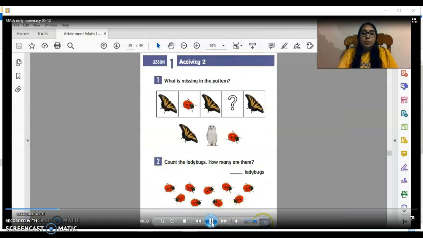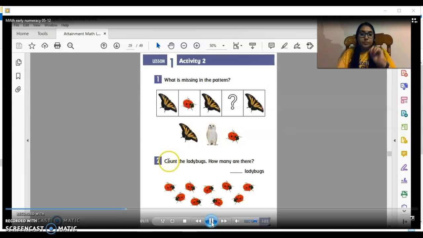So this is your page 105, and this is your first assignment, lesson 1, activity 2. Number 1, what is missing in the pattern? So we have a butterfly, a ladybug, a butterfly, blank, and another butterfly. So what are we missing? Let's continue the pattern. Are we missing a butterfly or a ladybug? Good job pointing to the ladybug. Circle it.